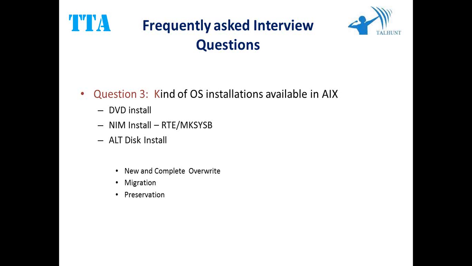One is, you can say the installation types as a DVD install, that's by putting the DVD and booting off through the OS media and then running the installation. The second option is the NIM install, network installation. You can speak a bit on the RTE, that's using LPP source and SPOT, and also the mksysb installation. The third is the alternate disk install that we recently touched, installing onto the second disk and then going on further. So these are the types of installation.